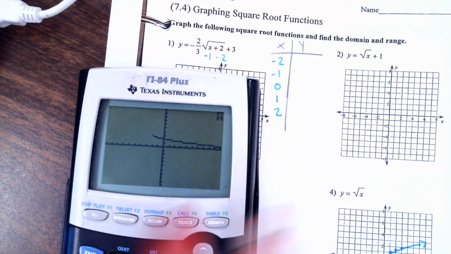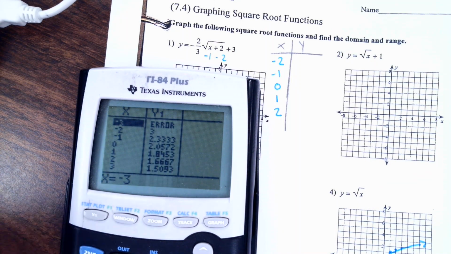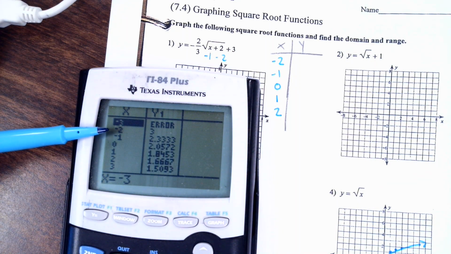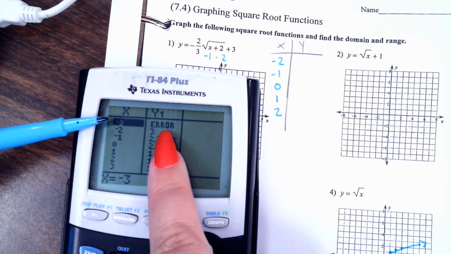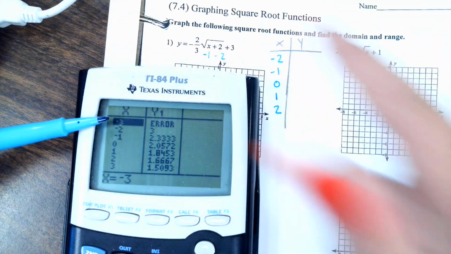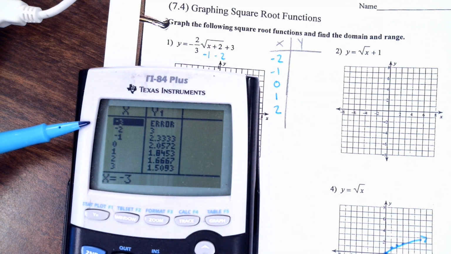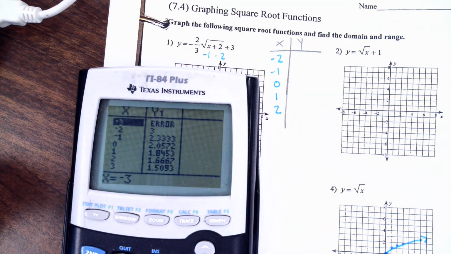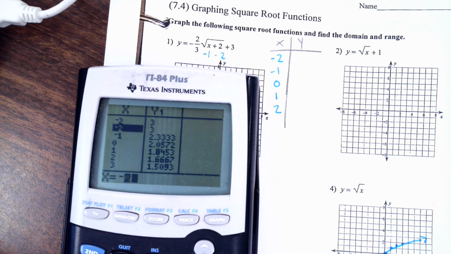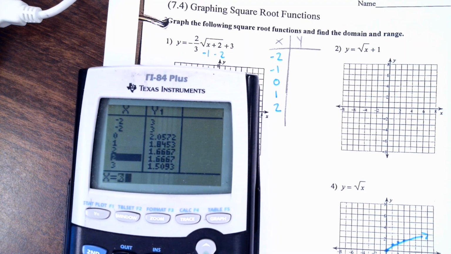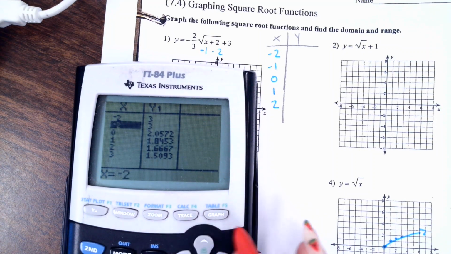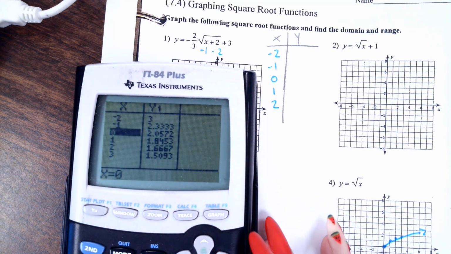So we can go to second, table. And then notice I had negative 3 in here already, and it says error, right? Because that would give us a negative under the square root, and it's an imaginary number, so we can't graph it. So let's do -2, -1, 0, 1, 2, and 3. They were actually already there. I could have just left it, but that's okay. Oops. -1. There we go.